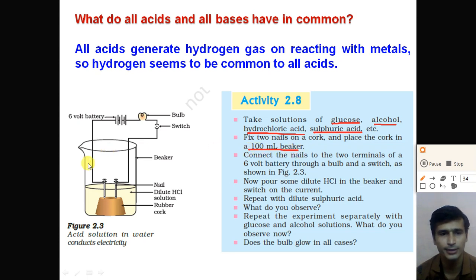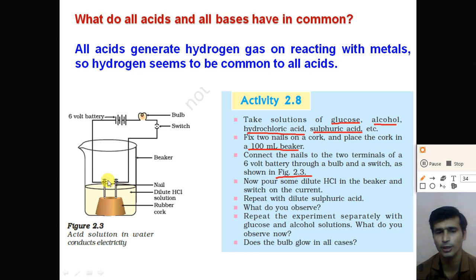Now fix two nails on a cork and place the cork in a 100 ml beaker. Like in this figure, we take an acidic solution in water to conduct electricity. Take the two nails, fit them into the cork and connect them to the bulb and the 6-volt battery. Connect the nails to the two terminals of the 6-volt battery through a bulb and a switch as shown in the figure. You have to remember this figure also, because this activity can be asked in the exam, like explain the activity to show the conductivity of an acidic solution in water.